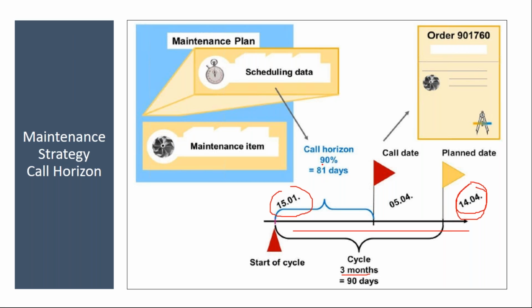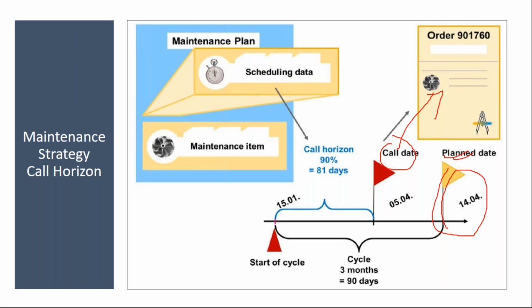But if I maintain call origin 90%, 90% of 90 days, that is 81st day. On the 81st day itself, the order will get generated. That is on the 5th of April. So there is a cushion time of 9 days for the planner to plan his activity. I'm repeating again. Call date is the date on which your order will get generated. Planned date is the date on which you are supposed to carry out preventive maintenance activity.